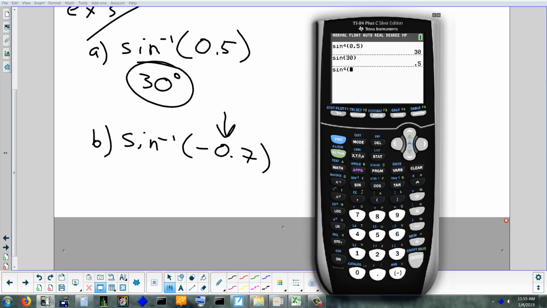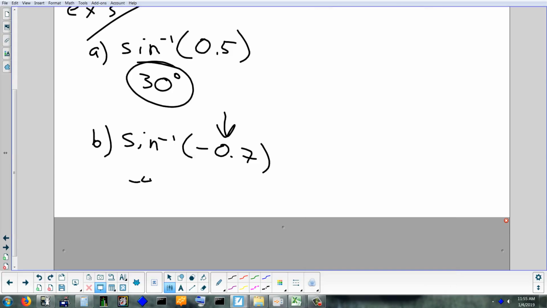So the answer to my question is this is going to work fine. What it's going to be, I have no idea. But that's what it is. Negative 44.43. Anything else I need on that? Degrees, yes, because that's an angle.